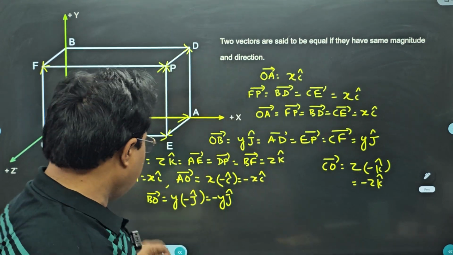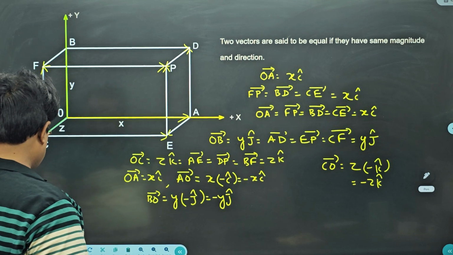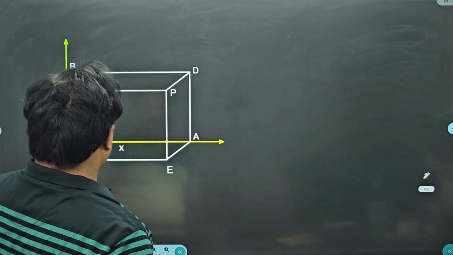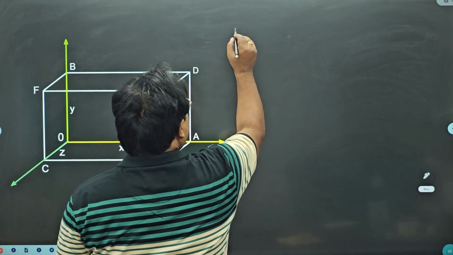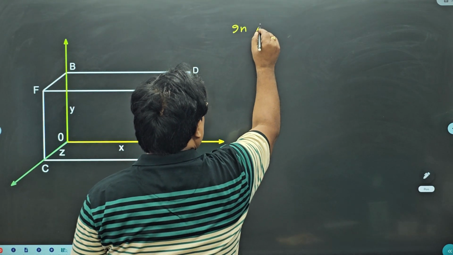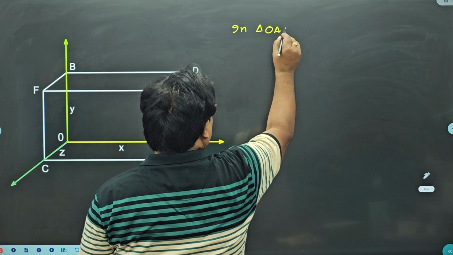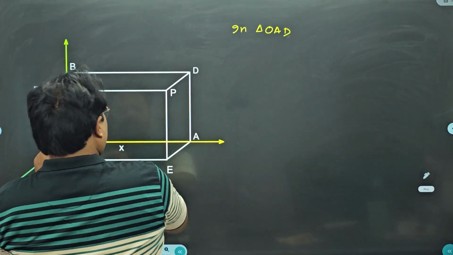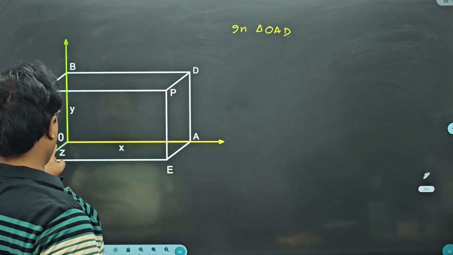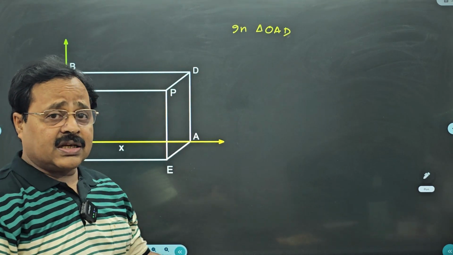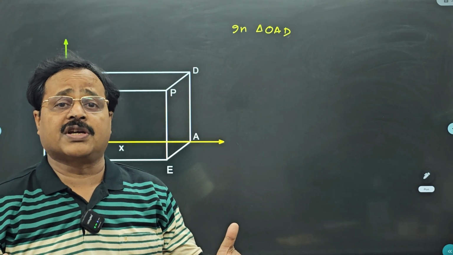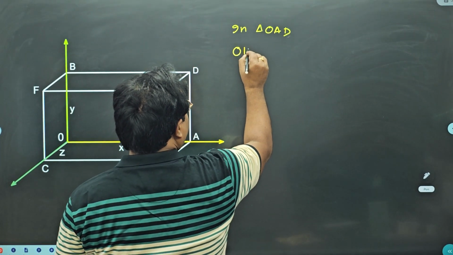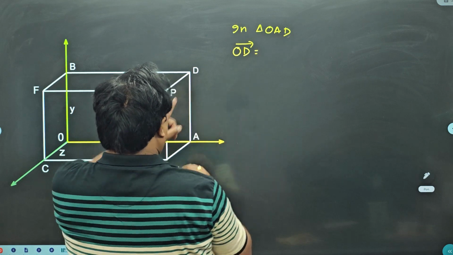You see, my dear student, very interesting how to add two vectors. Okay. In triangle OAD, what is the displacement OD? Let us understand it in terms of physical quantities. What is the OD vector? The starting point is O, end point is D.